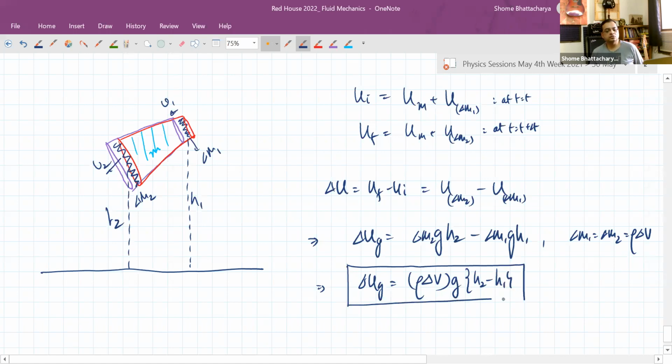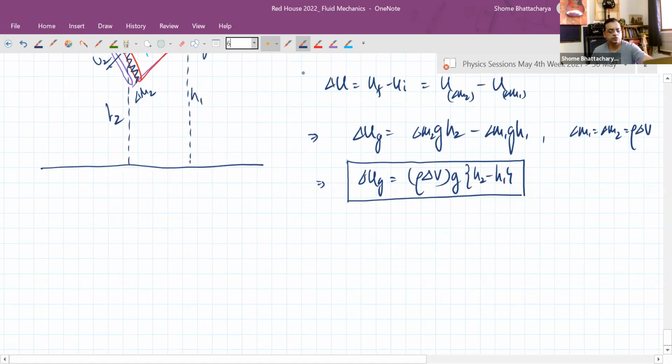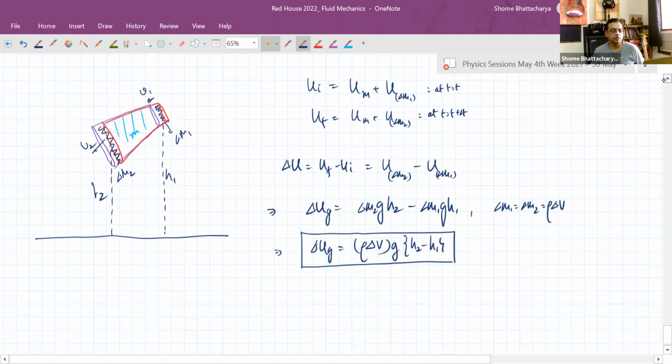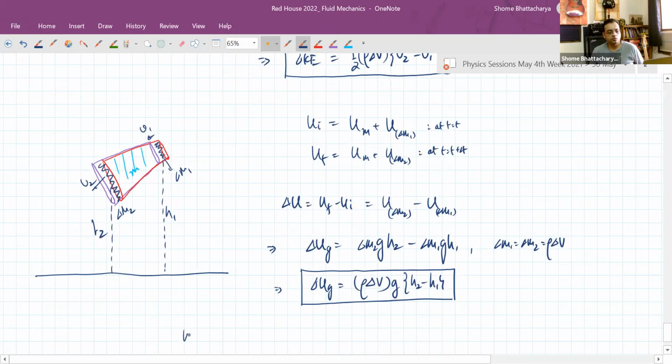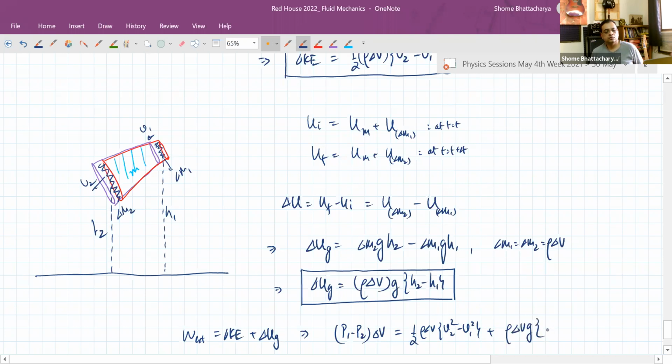So now we have got each of the three terms in our work energy equation applied to that volume section. So work done equals change in kinetic energy plus change in gravitational potential energy. So this becomes P1 minus P2 into that volume delta V is equal to this plus this when we put everything together.